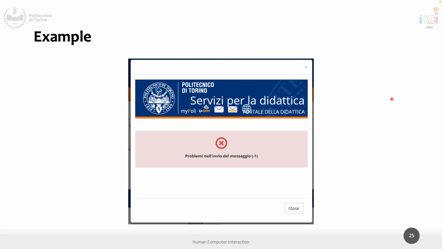Problems in sending the message -1. Is that helpful? No. Does it tell you something to do after? No. There is an error. So this is the error that you had, I had, teachers had, when sometimes trying to send an email to students, and there are some errors, and you receive problems in sending the message, -1. How can we improve this error message?